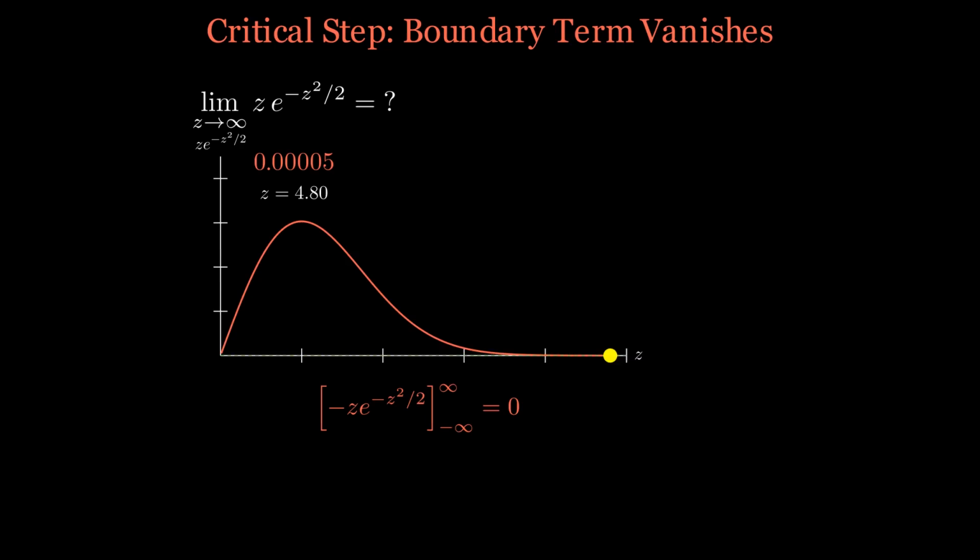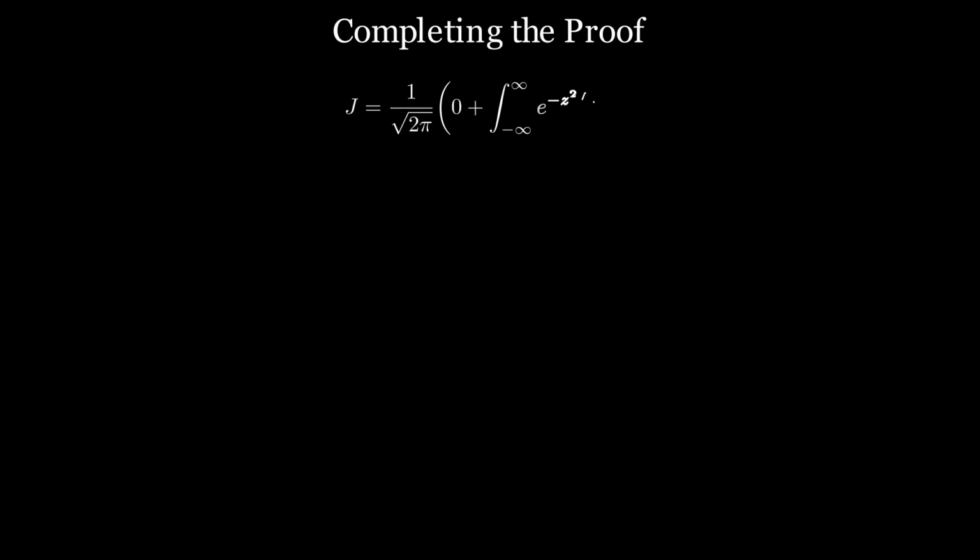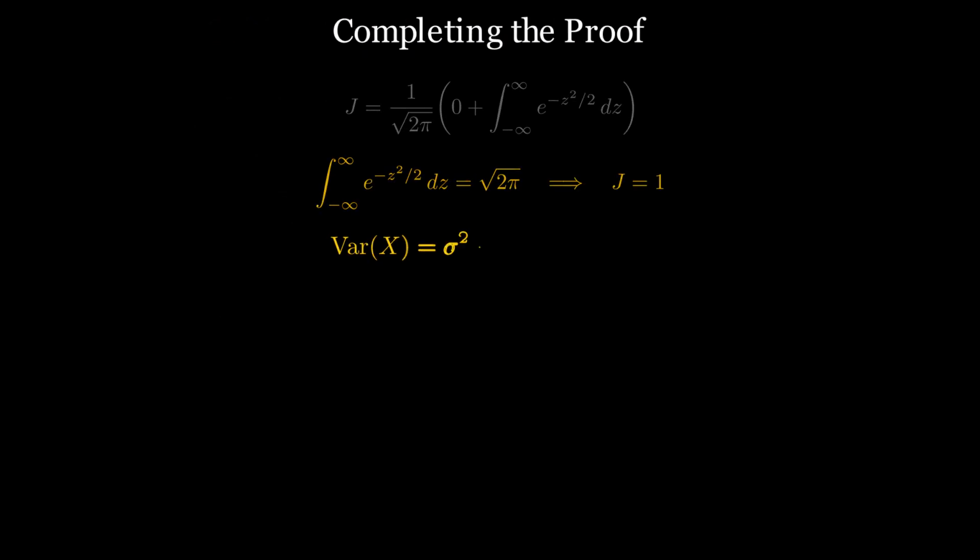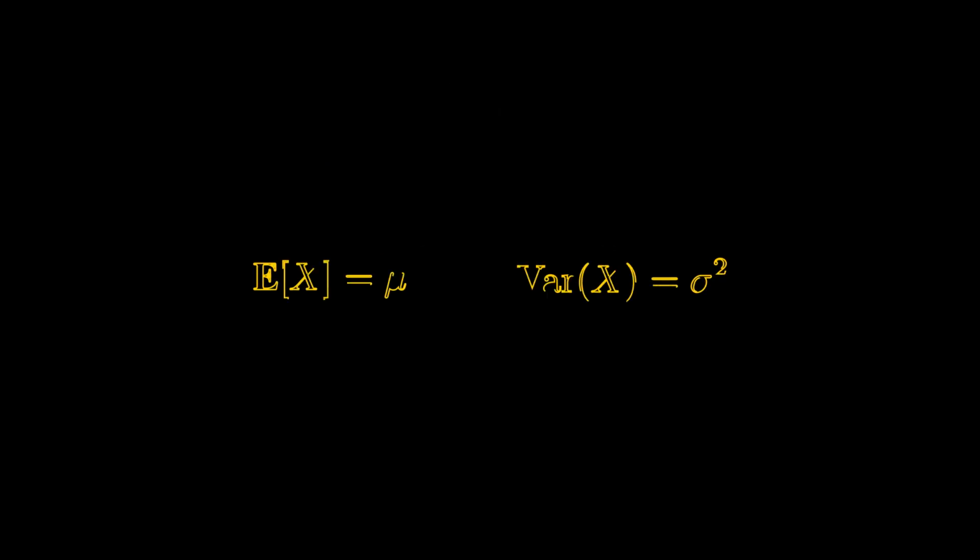It vanishes completely. With the boundary term gone, the remaining integral is the integral of e to the minus z squared over 2 over the entire real line. This is the famous Gaussian integral, one of the most important integrals in all of mathematics. Its value is the square root of 2 pi. Dividing by the square root of 2 pi from the normalization constant gives J equals 1. And so, var of x equals sigma squared times J, which equals sigma squared times 1, which equals sigma squared. Both results are now fully and rigorously proved.